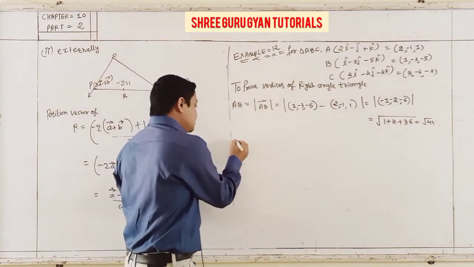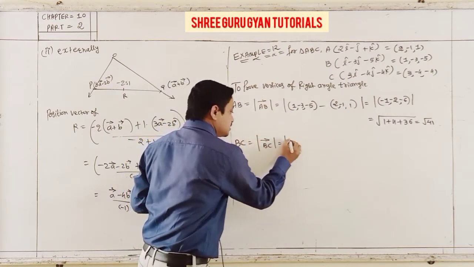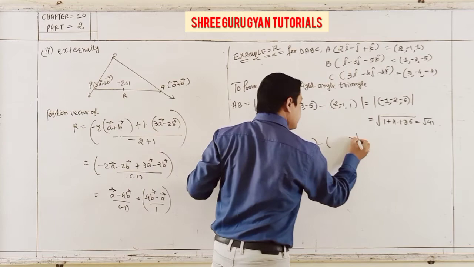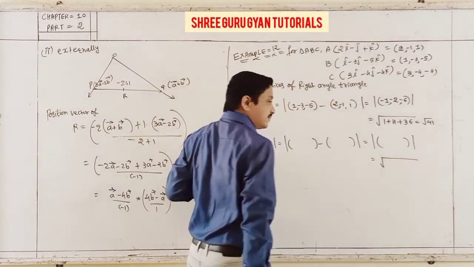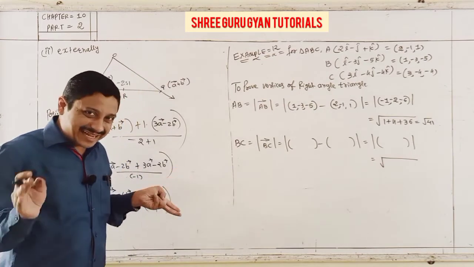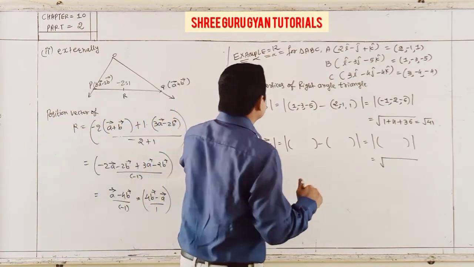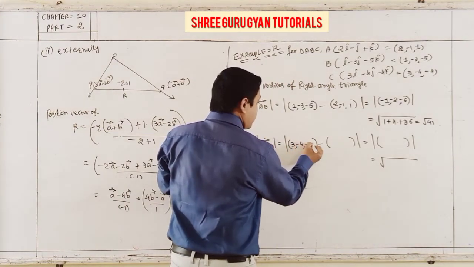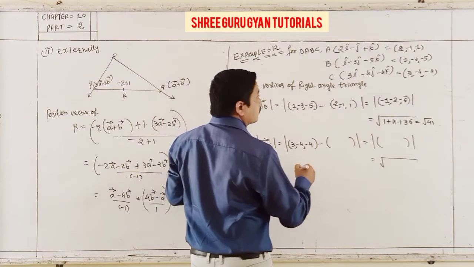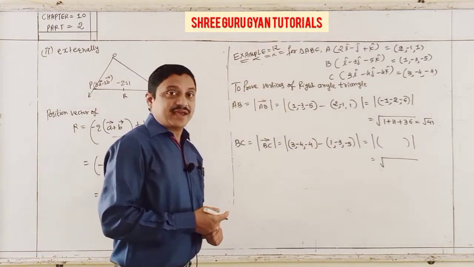Now the BC distance. BC means direction C minus B. You can create your solutions very easily; either CB or BC is correct, but the magnitude is the same. So BC is C minus B. C is (3, minus 4, minus 4), and B is (1, minus 3, minus 5). Now calculate.